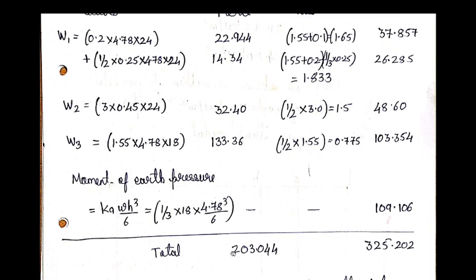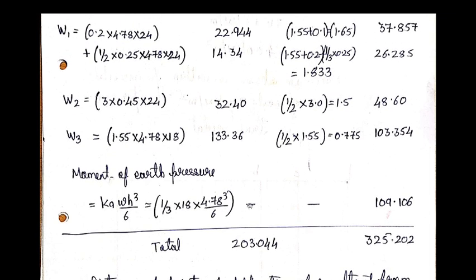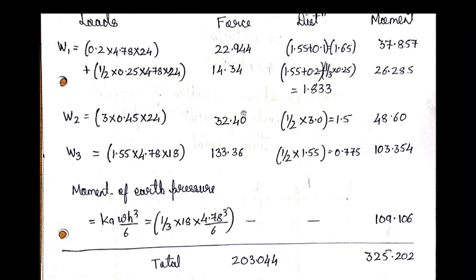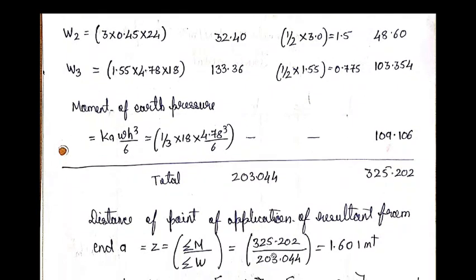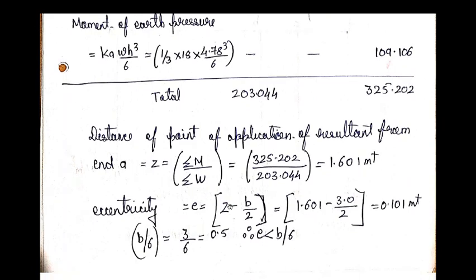So total moment worked out to be 325.202 kilonewton meter, and this is the force corresponding to this column. You can see the force has been worked out. So we had computed till this in the previous class.